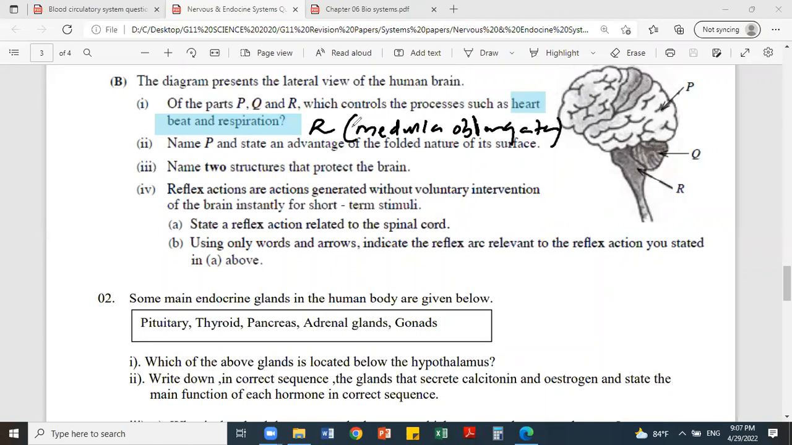Done. Next one: name P and state the advantage of the folded nature of its surface. What is P here? Any volunteers? Give me the function. I'm asking the answer for part 2. Cerebrum. Very good. Name P: P will be cerebrum.